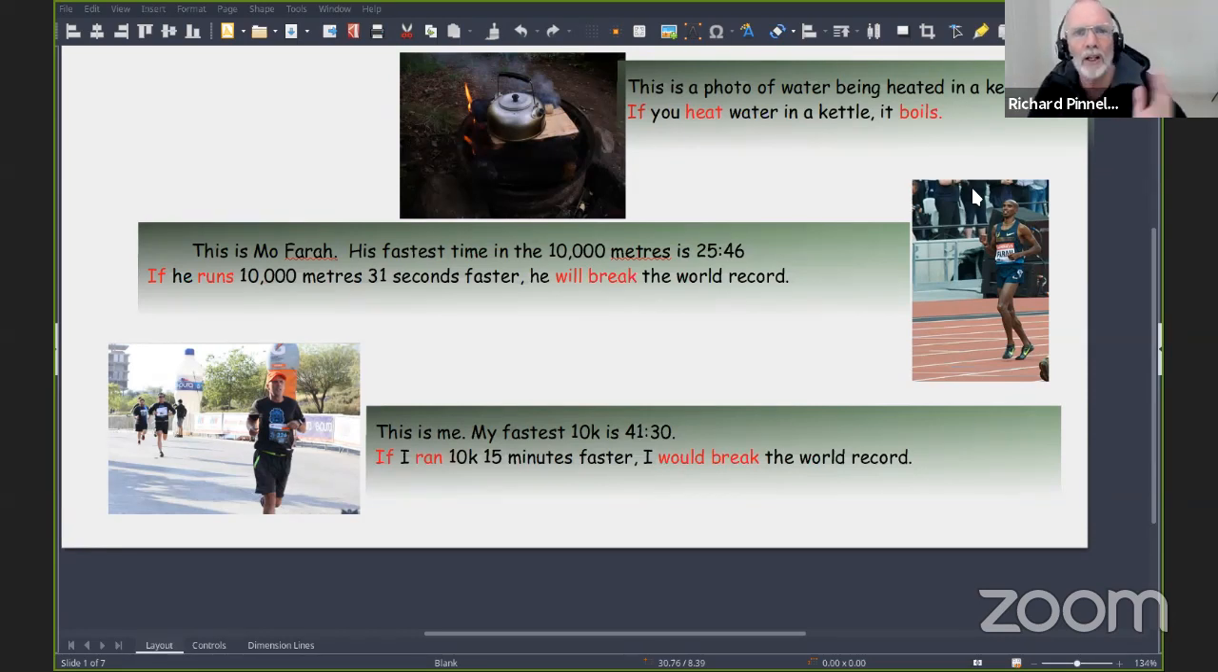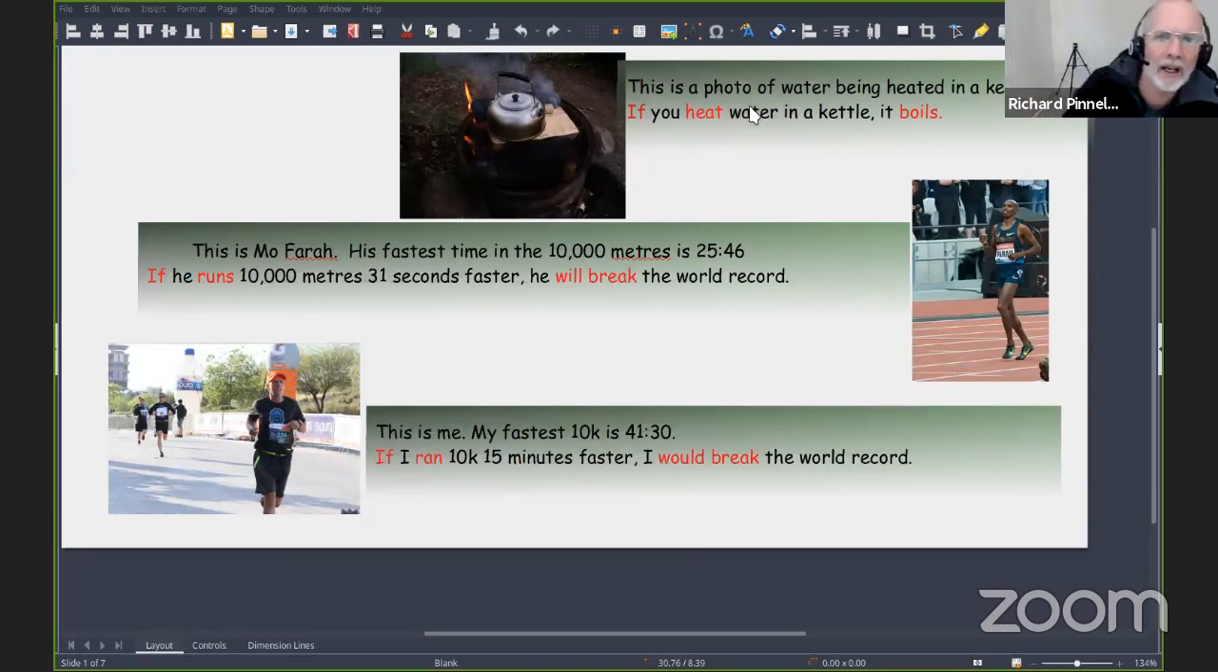So here I've got examples of, first of all, the zero conditional. This is a photo of water being heated in a kettle. If you heat water in a kettle, it boils. This is an example of the zero conditional.